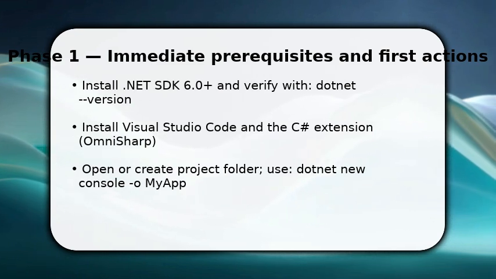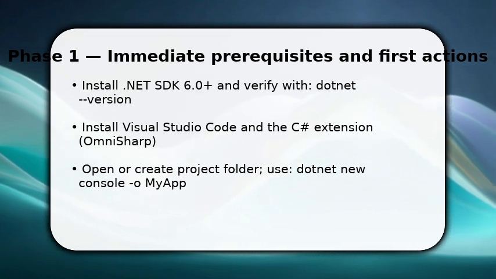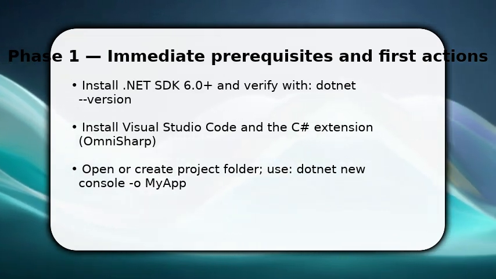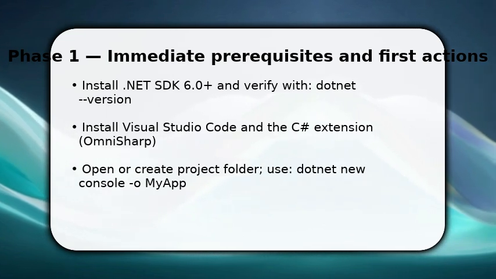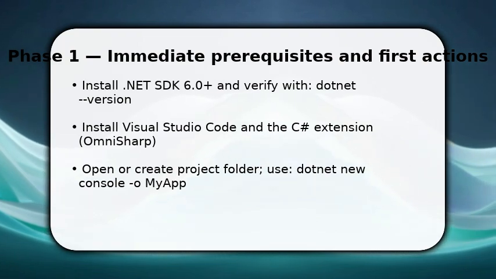Once done, open your project folder in VS Code and create a new console app with dotnet new console -o MyApp. This immediately scaffolds Program.cs and a .csproj, so you can run and iterate fast without guessing any file names.